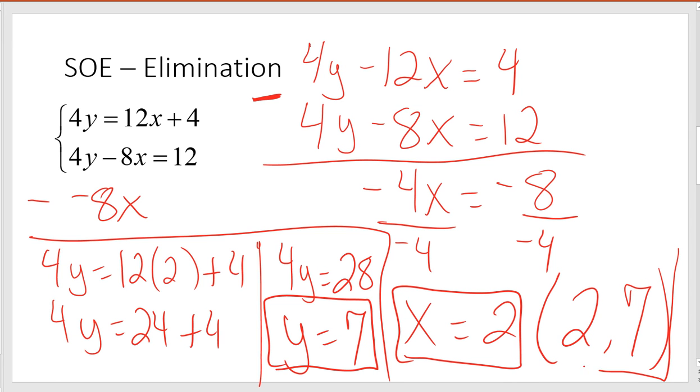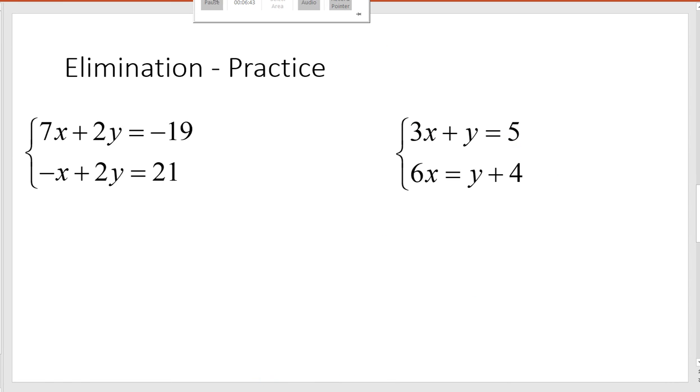Remember, the solution to a system of equations is the point where these two lines intersect on the graph in the Cartesian plane. So I want you to take a moment, work these two practice problems, write them down on a piece of paper, pause the video now. These are your two practice problems for this video. Pause the video now and work these practice problems.